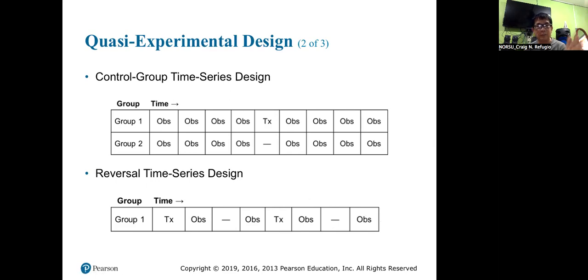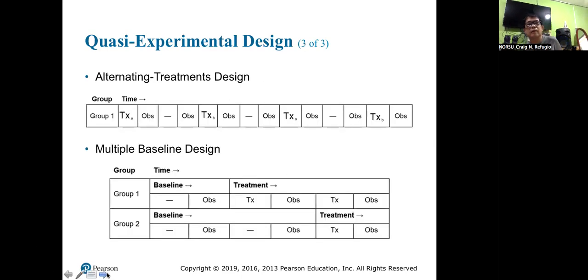So you start with group 1, then treatment, then you undergo observation, then no treatment, then you do the observation, treatment, then you undergo observation, then no treatment at all, then you undergo observation. We have, still under quasi-experimental design, the alternating treatments design.